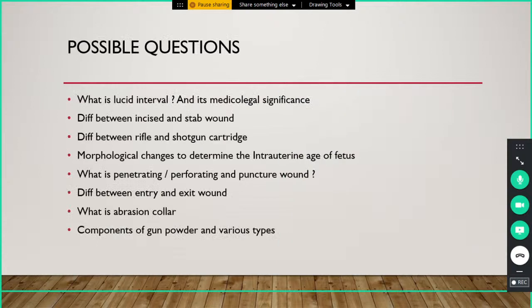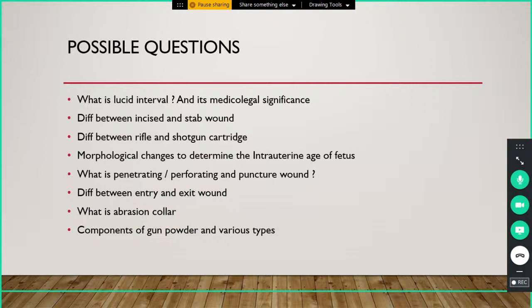Okay. Now these are the possible questions which can be kept in your practical exam. First is, what is lucid interval? It is the interval between the injury that has occurred and the onset of symptoms.